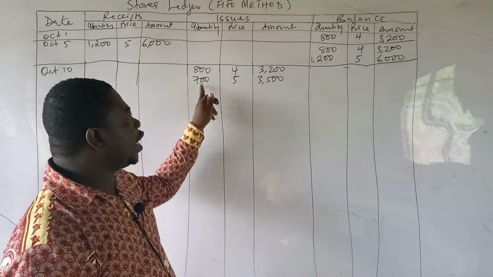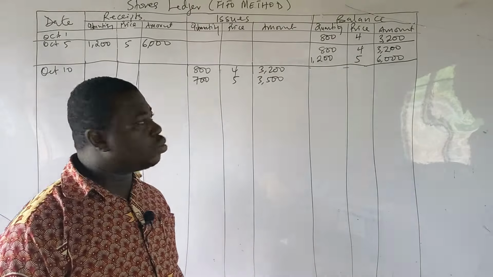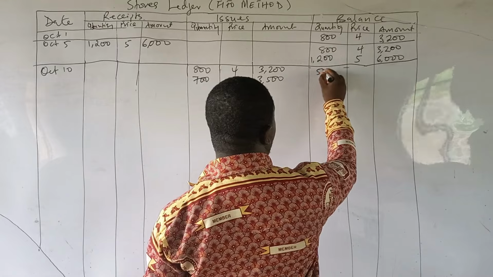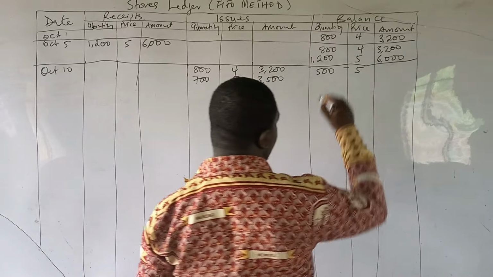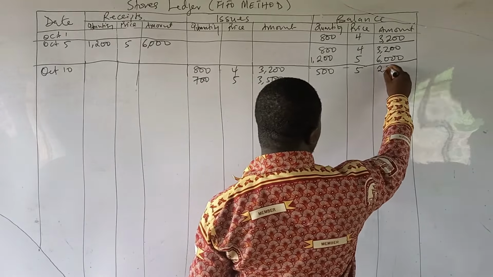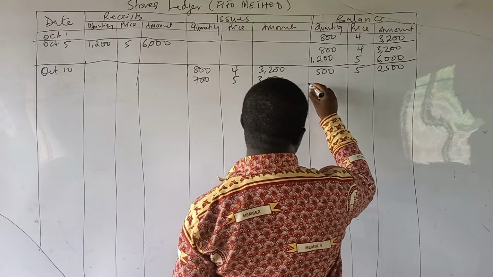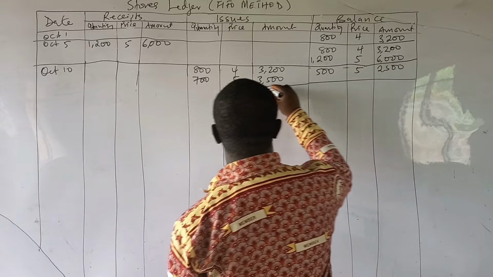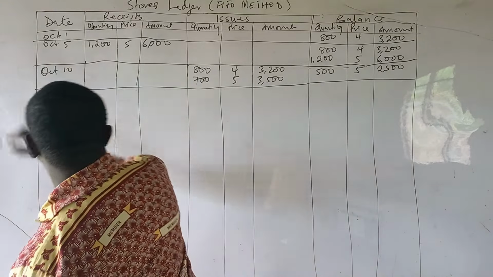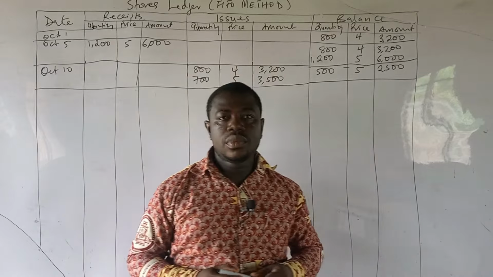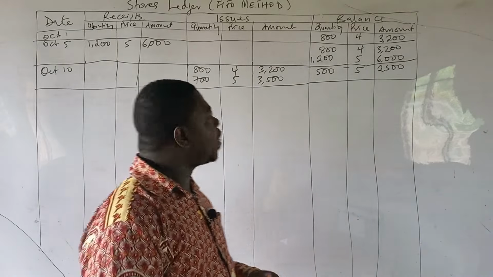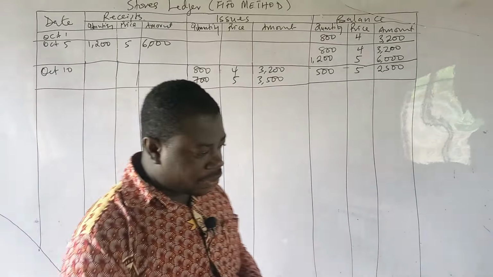And that means that if you take 700 out of the 1,002, you have a balance of 500 units left at a price of 5 cedis. And that is going to be 2,500 for you at the end. And then you can do the underline. We are done with the second one as well. I'm sure it's very understandable. And then we look for the next transaction.